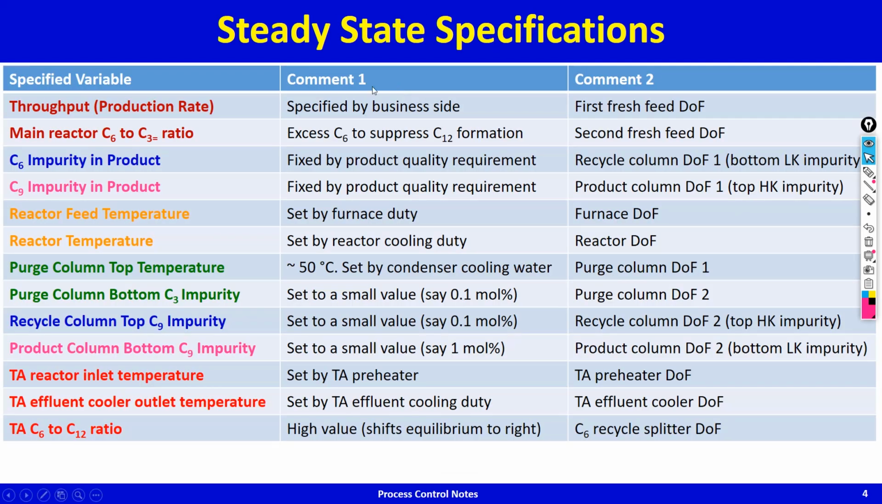So I've noted them down here. Of course, production rate, that's going to be a specification. And like we said, you got to run the main reactor in an excess benzene environment, and so this ratio of excess benzene C6 to C3, or benzene to propylene ratio, is required to suppress C12 formation. Throughput, this production rate exhausts the degree of freedom corresponding to one of the fresh feeds. This C6 to C3 ratio exhausts the degree of freedom corresponding to the second feed.